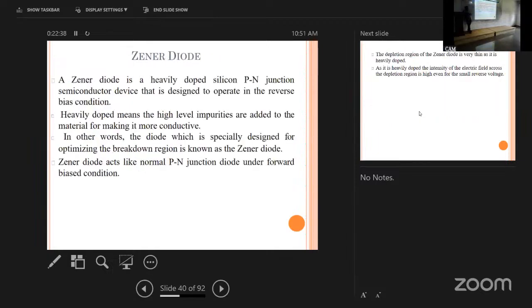Zener diode. So what is meant by Zener diode? Actually, what is the disadvantage of a diode? A diode will not conduct in a reverse bias mode.